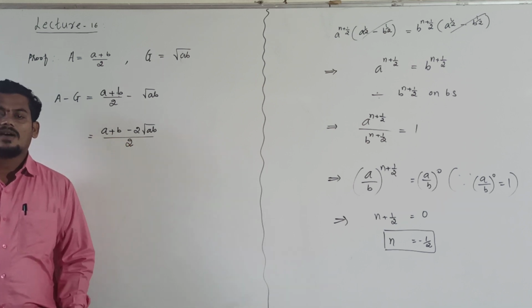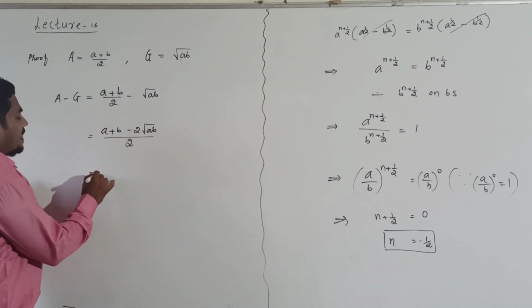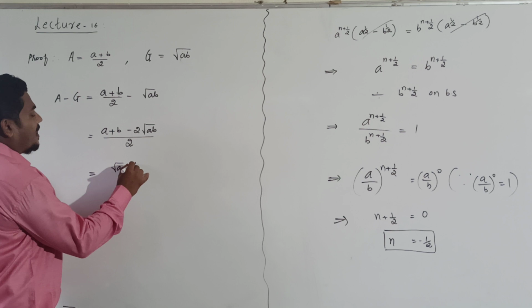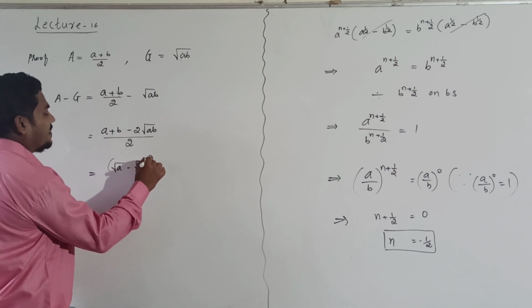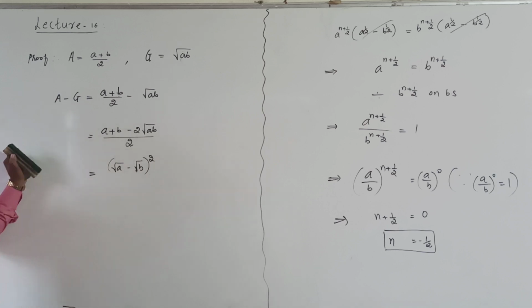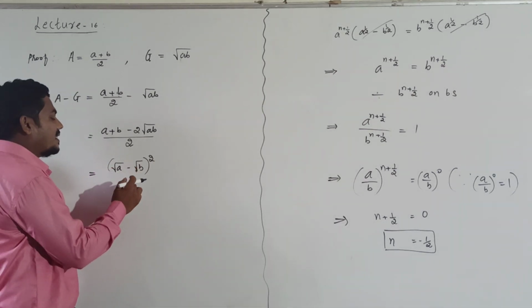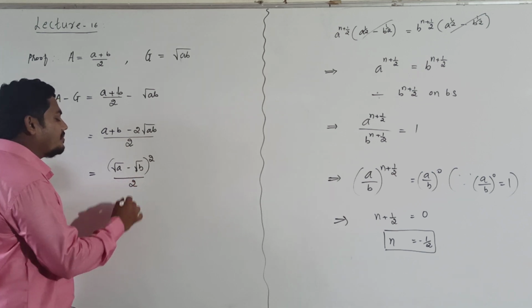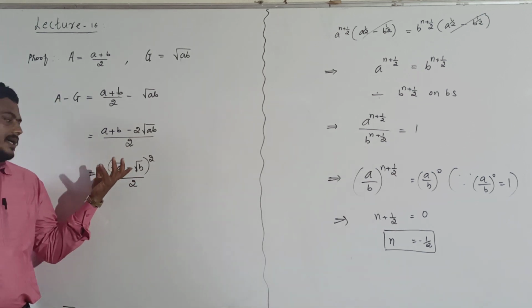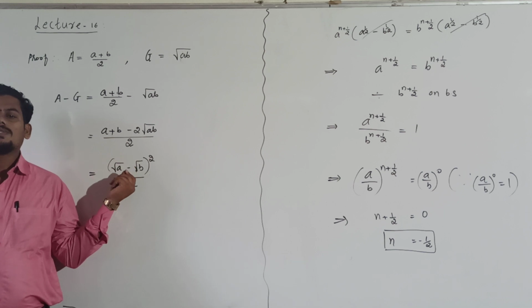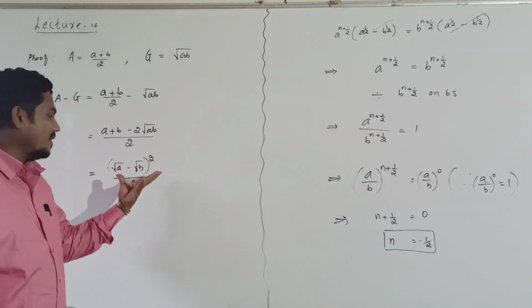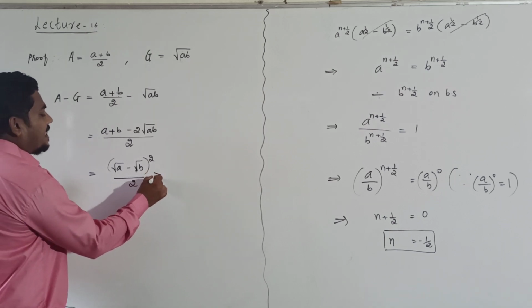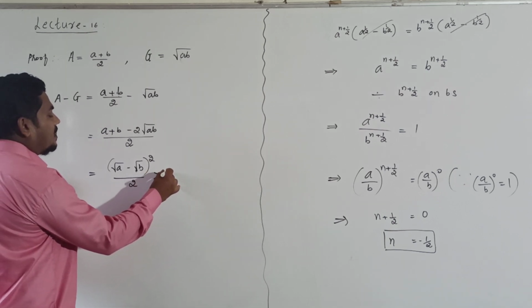Clearly a plus b minus 2 root ab is the expansion of root a minus root b whole square. So it is nothing but root a minus root b whole square divided by 2. And root a minus root b whole square is always greater than or equal to 0.